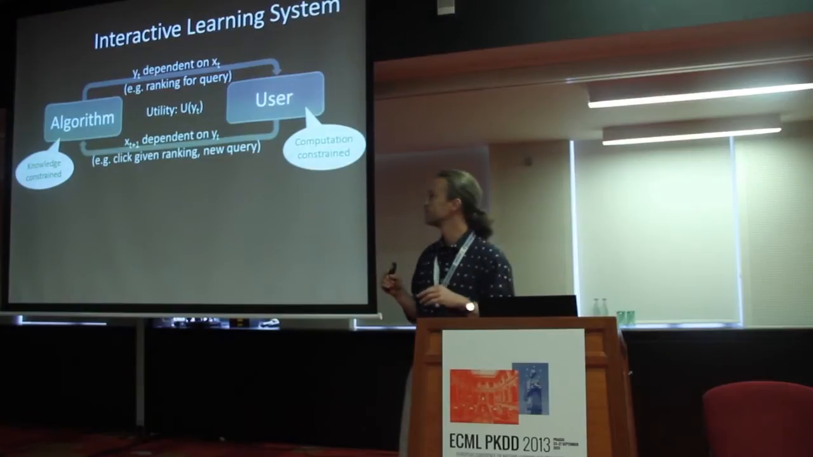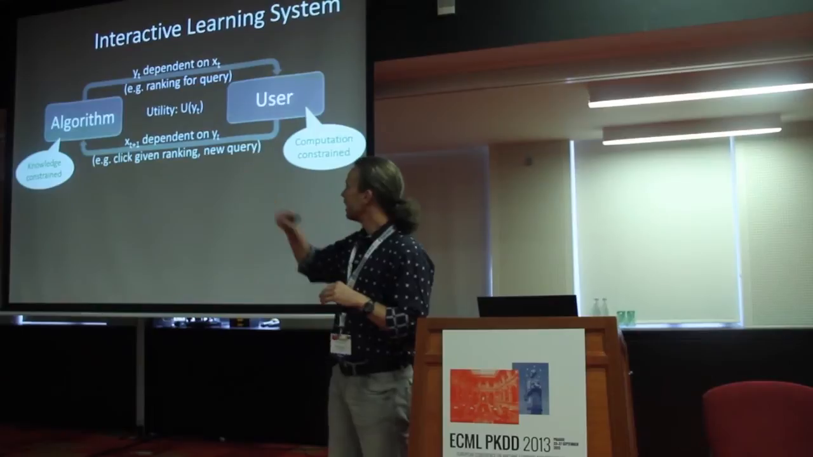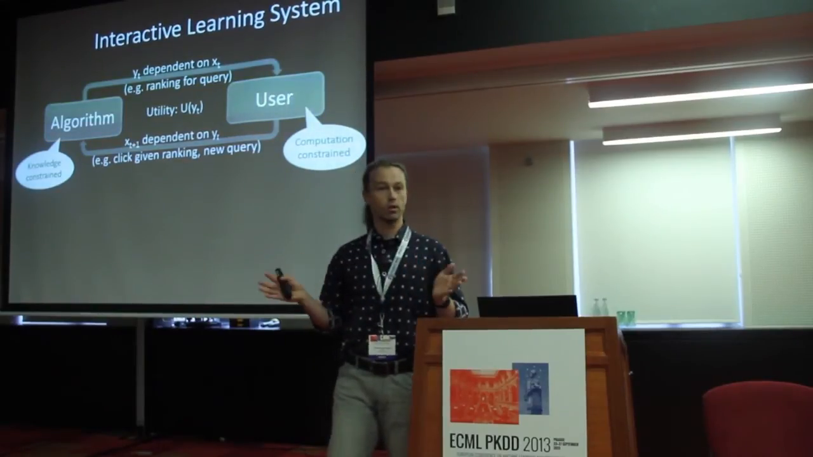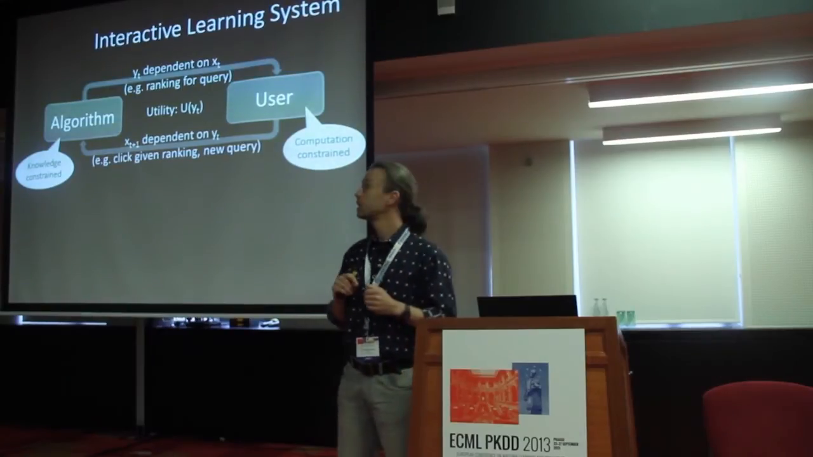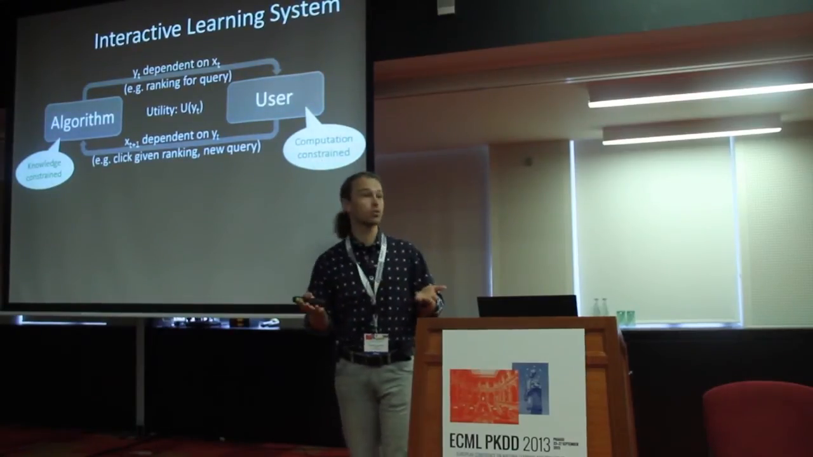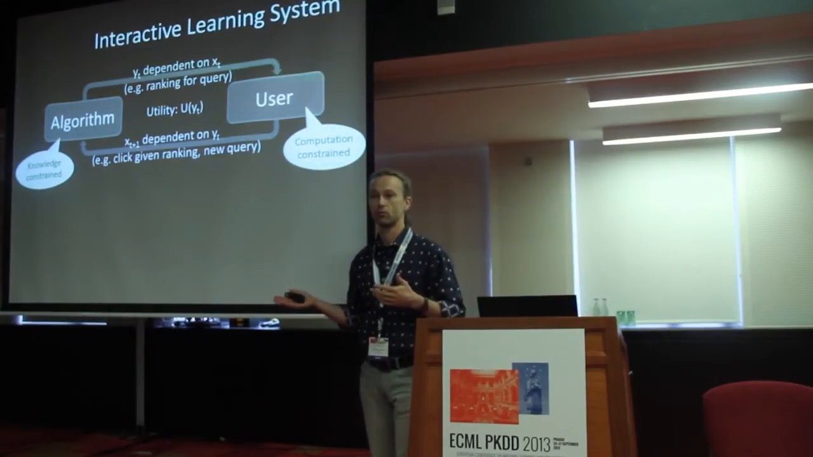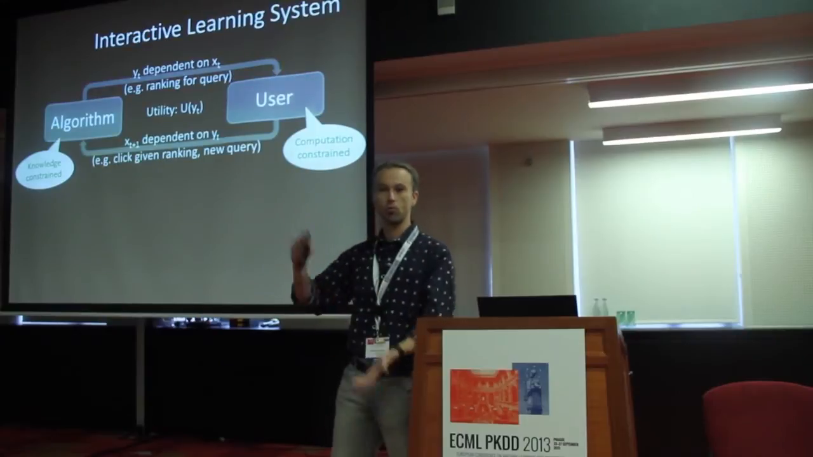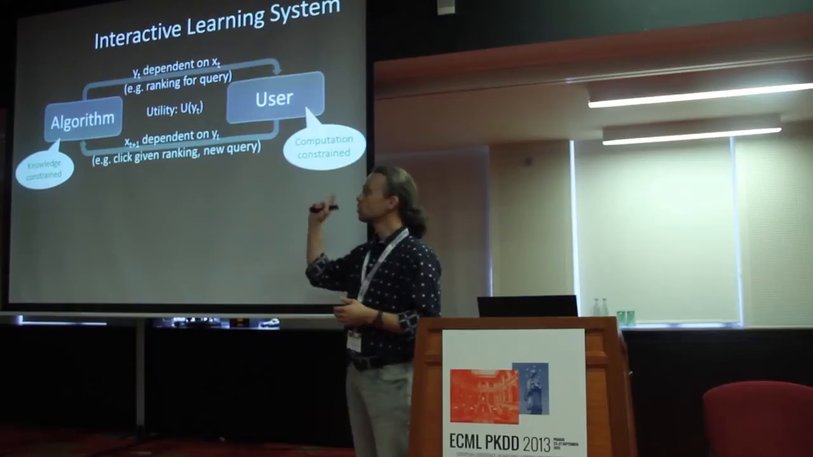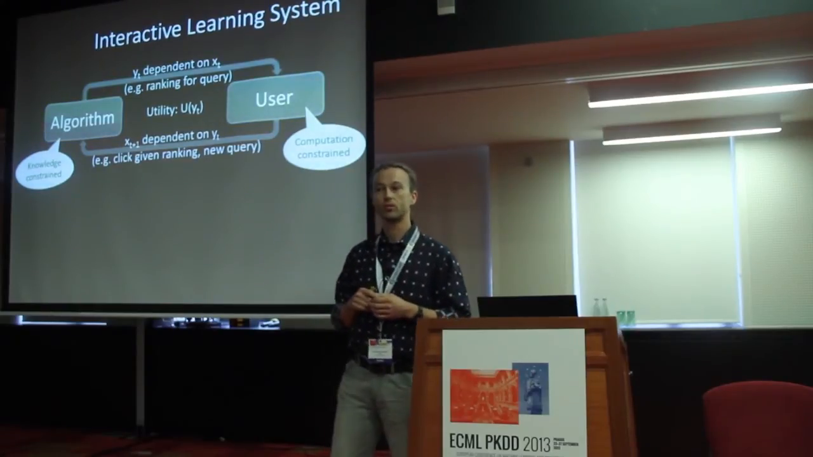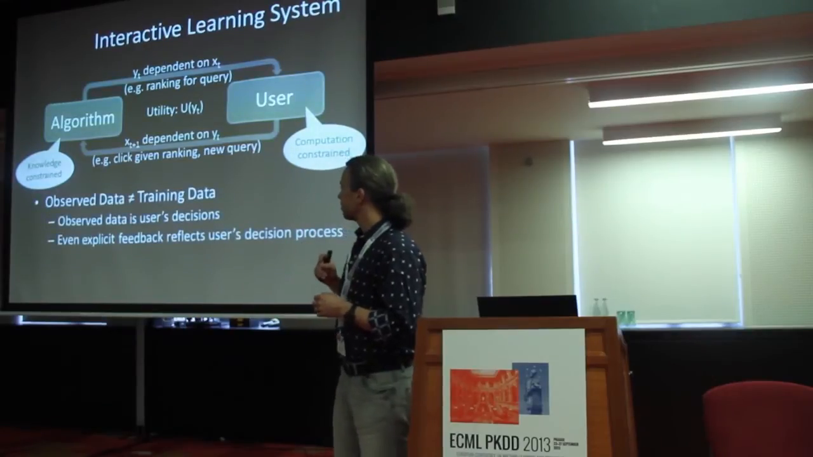What makes it interesting is that these two agents are actually constrained. The algorithm has incomplete knowledge of what the user wants and wants to augment this knowledge. The user has computational constraints. So the user wants the algorithm to solve some of the computation for him. For example, the user cannot look through every web page and evaluate it. And it's this interplay, I think, that makes these learning problems interesting. So I want to make three points about these learning problems.